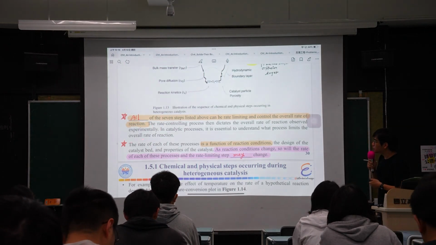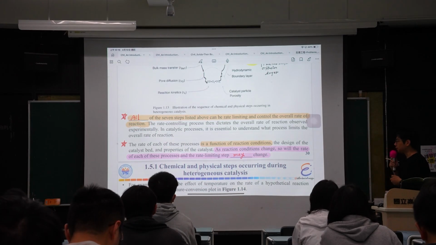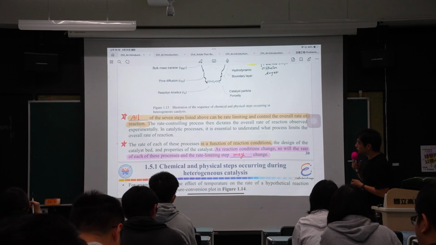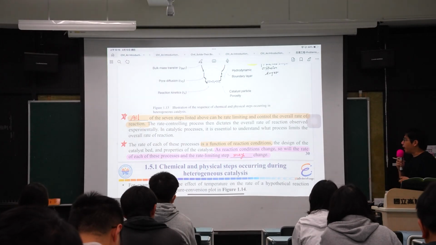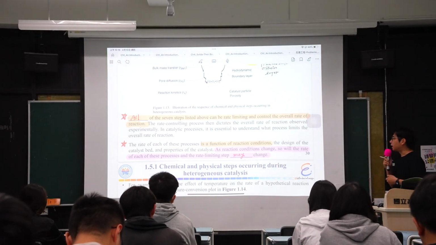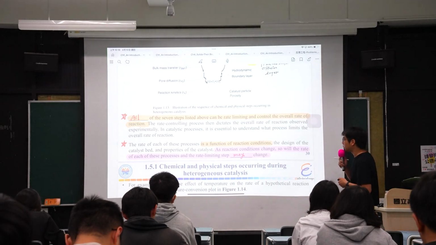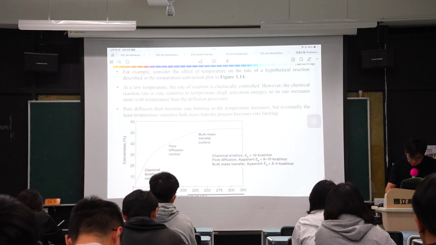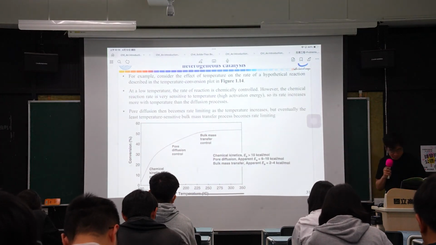So the rate of each process is a function of the reaction conditions, for example the design of the catalyst bed and the properties of the catalyst. And if the reaction conditions change, so will the rate of each process and the rate of the reaction. Okay. So the next part, we give you an example.